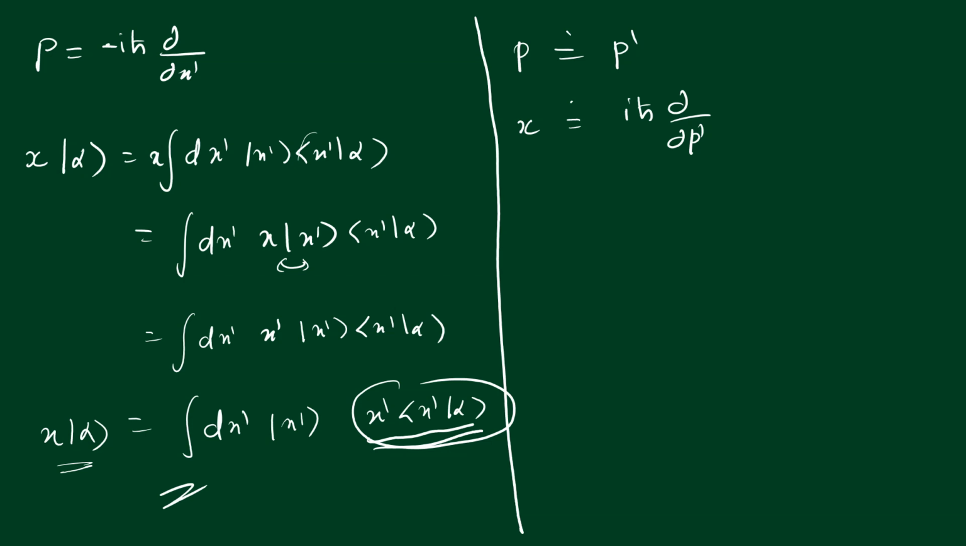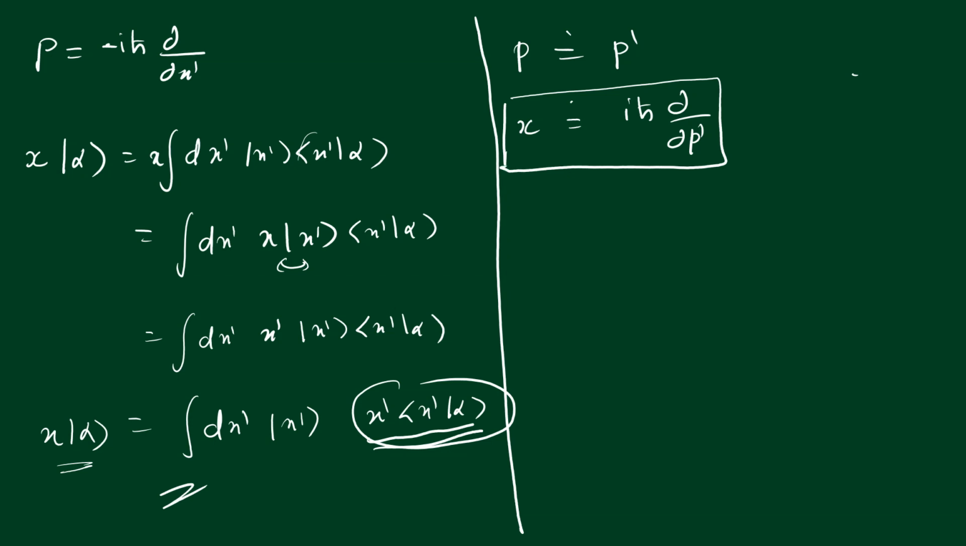This can be understood by looking at the commutator. The commutator of x with p is i h bar, whereas the commutator of p with x is minus i h bar. So when we interchange x and p, we get an extra minus sign. That's why we get this extra minus sign, and the position operator in the momentum space is written like this.